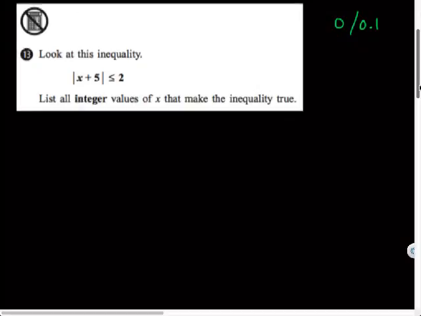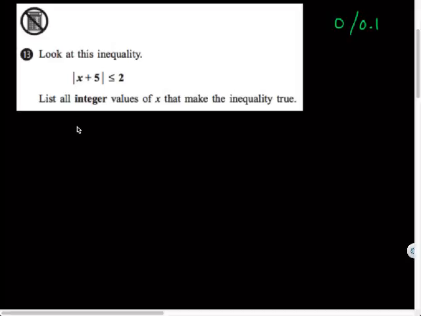It says, look at this inequality. The absolute value of x plus 5 is less than or equal to 2. And then it says list all integer values of x that make the inequality true. So integer values are negatives, positives, 0, as long as they don't have decimals or fractions, right?